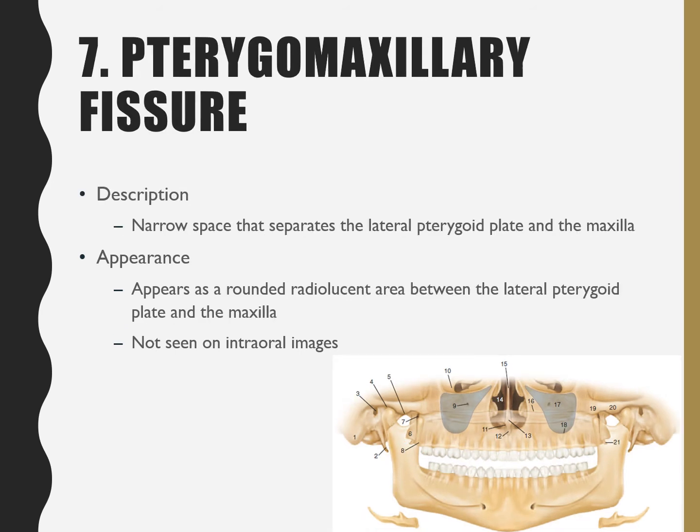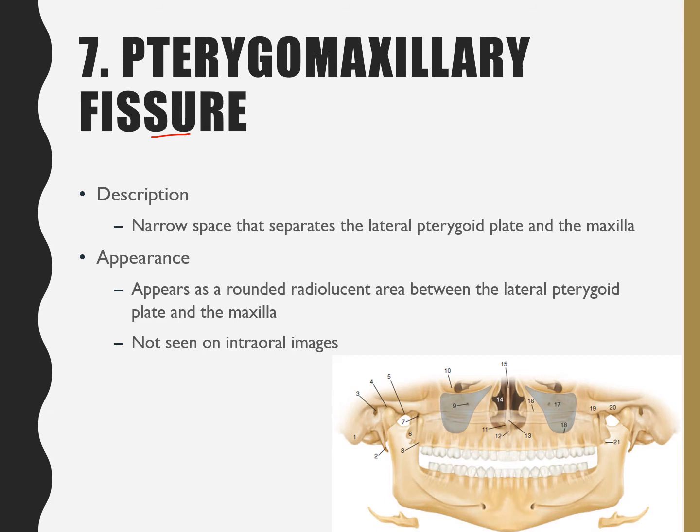Number 7 is the pterygomaxillary fissure. This one, you kind of have to break it apart to figure out where it is. So ptera or pterygo, which is going to mean for us the pterygoid plate, which is on the sphenoid bone, and maxillary being the maxillary bones. So it's where the lateral pterygoid plate of the sphenoid bone actually articulates with the maxillary bone. So this is the fissure where those two connect. It is a narrow space that separates the lateral pterygoid plate and the maxilla. It appears as a rounded radiolucent area between the lateral pterygoid plate and the maxilla.